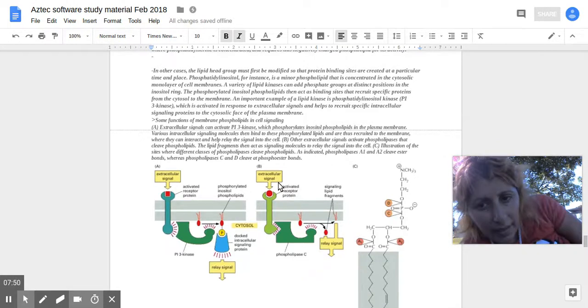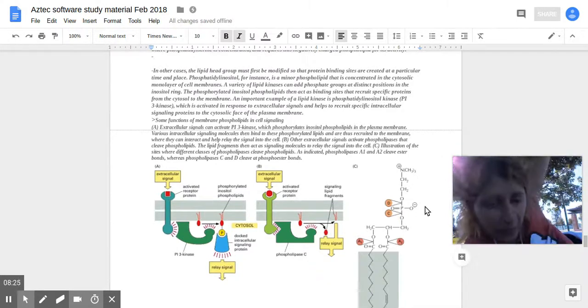These signals from outside the cell activate phospholipases that cleave phospholipids, the lipases. The lipid fragments act as signaling molecules, relaying signals into the cell. So the sites where different classes of phospholipases cleave phospholipids are shown here, where there's cleavage occurring. Phospholipases cleave ester bonds.